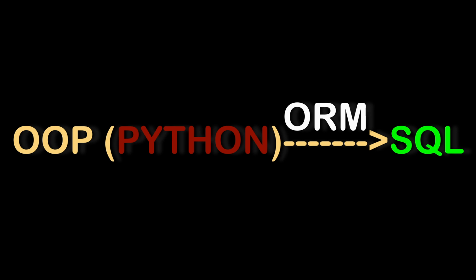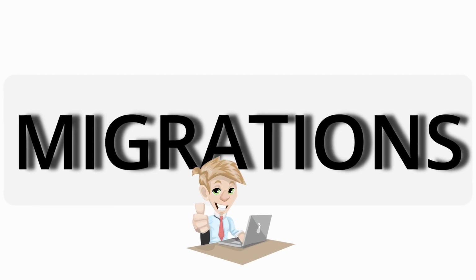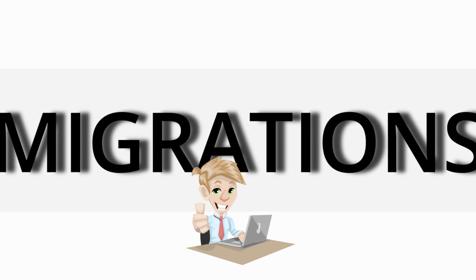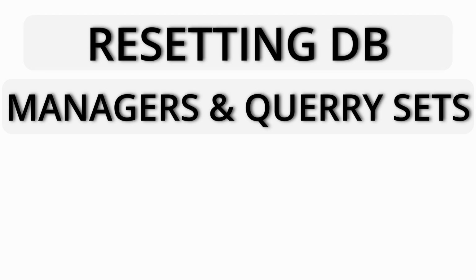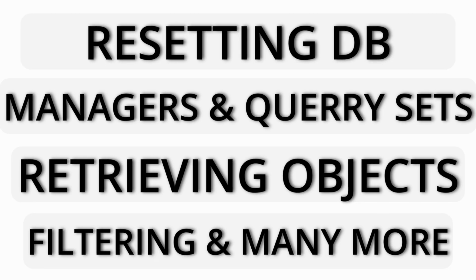Take the example of migrations in Django. As we had seen, in migrations we created tables instantly, in a snap. We didn't have to write any SQL code for that, and that is an example of the object relational mapper. Don't worry guys, we'll see more things like this in our subsequent episodes, followed by setting up the database, managers and query sets, retrieving objects, filtering, complex lookups, referencing, sorting, limiting results, and many more things.